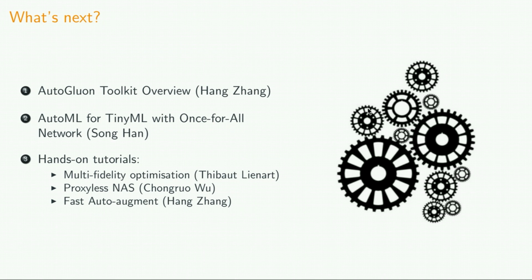So what's next? I hope I gave you an introduction to the basic techniques for hyperparameter and architecture tuning. We covered Bayesian optimization, model-based approaches, as well as multi-fidelity approaches and a combination of the two, and looked at extensions in the asynchronous case. Next we have an overview of the AutoGluon toolkit in one of the next tutorials, a presentation on neural architecture search, and then a couple of hands-on tutorials: one on multi-fidelity, one on ProxylessNAS, and one on Fast AutoAugment.